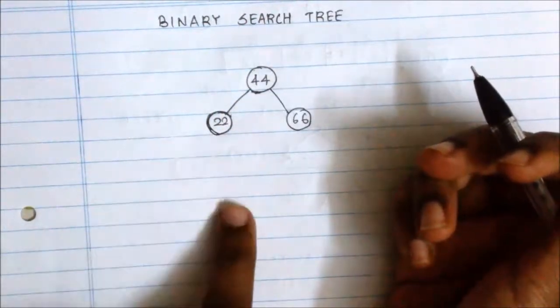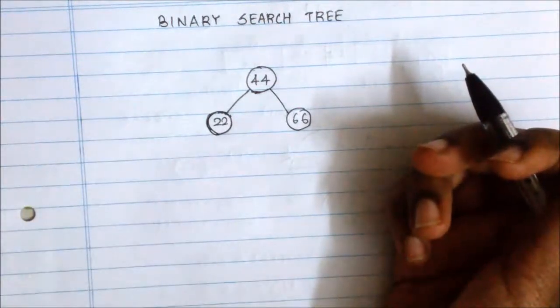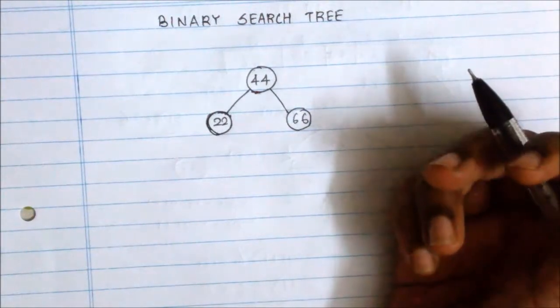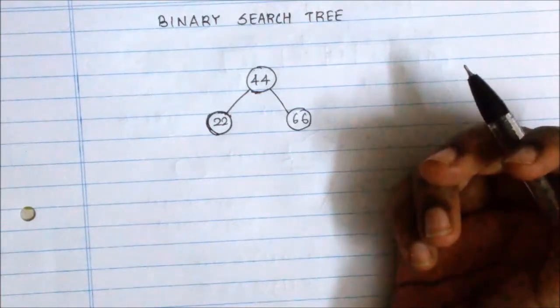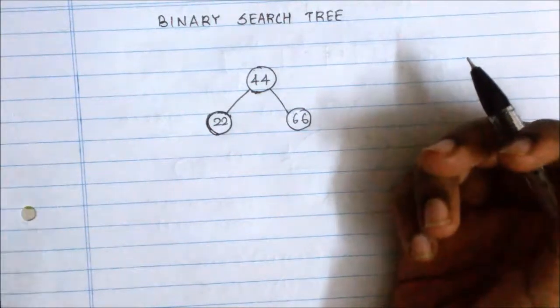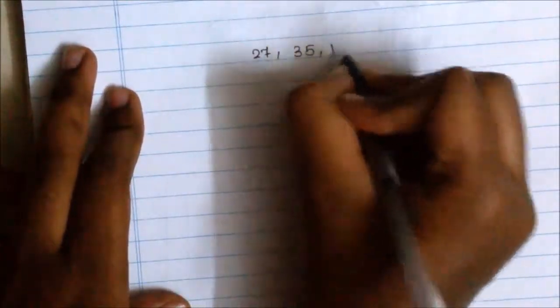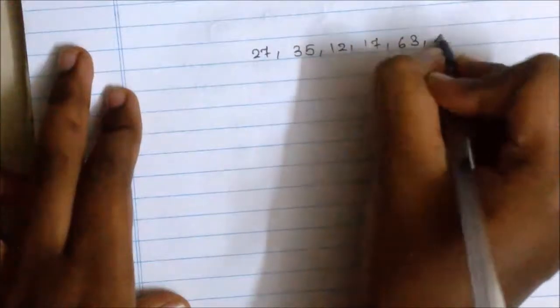And this is the most significant property of a binary search tree, which reduces the searching time, that is the time complexity, to big O of log n. Whereas for linear search, the time complexity required is big O of n. So if I have to insert some elements into my tree, 27, 35, 12, 17, 63 and 44, I have simply taken any random elements.